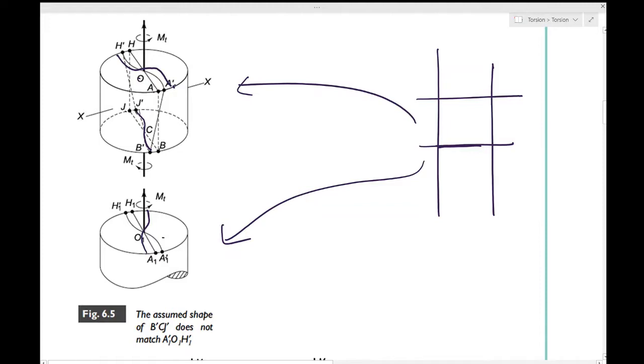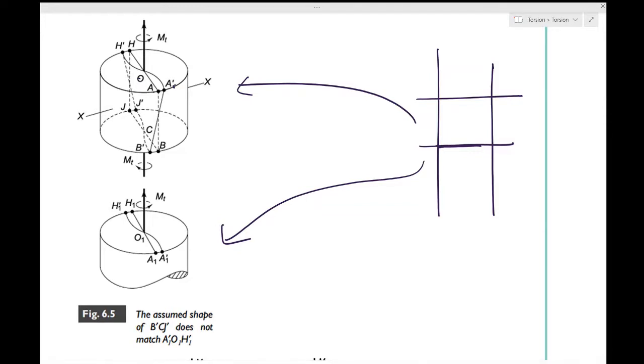Because if it is not there, then there will be a discontinuity in your displacements, which you are not allowed in this course at least. So this would violate geometric compatibility, since the curvatures A1'OH1' and B'CJ' have opposite sense. It would be impossible to fit these two elements together when deformed as shown. So that part is out. This tentative assumption which we had made was incorrect.